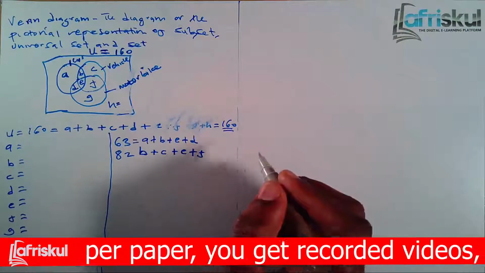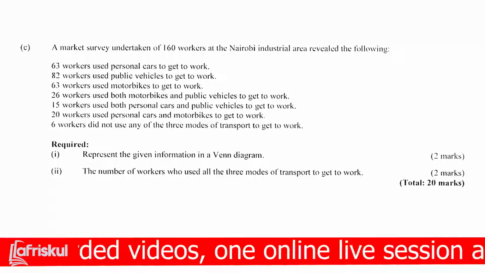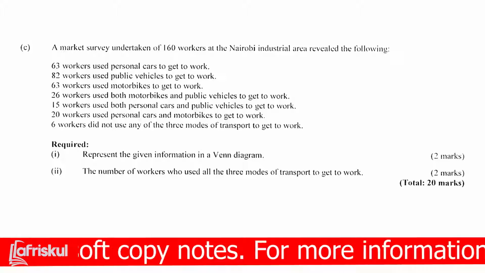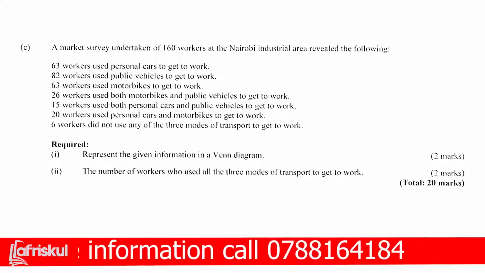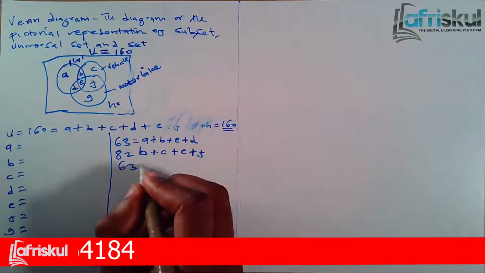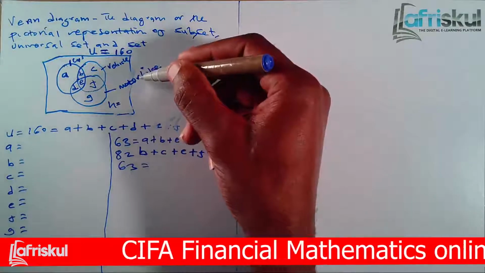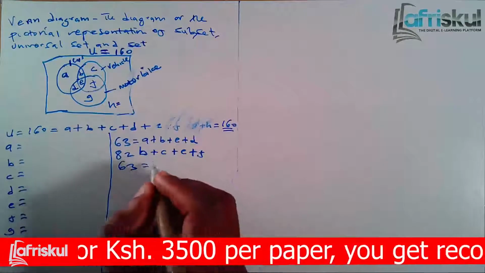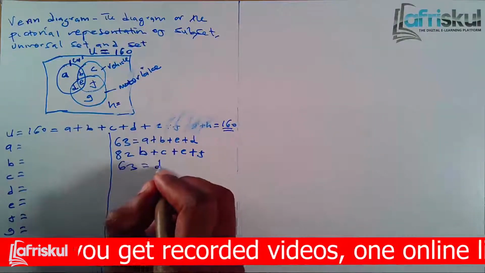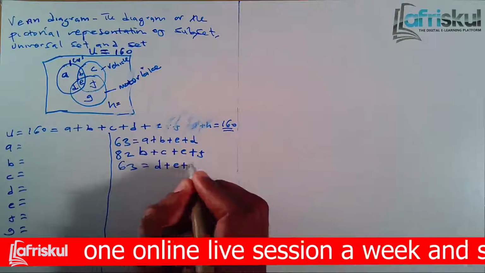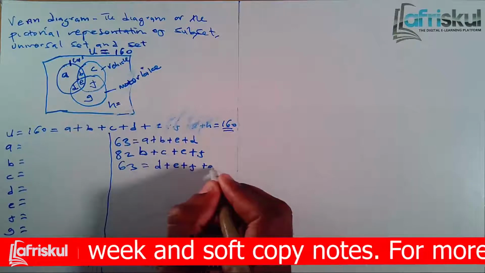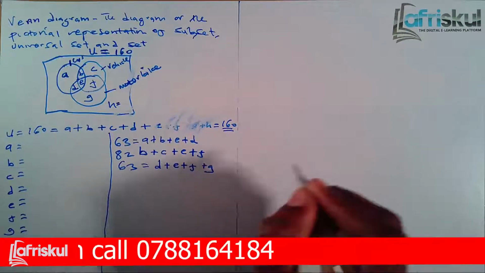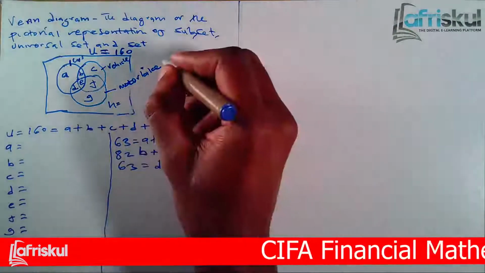Let's see what the examiner is also saying. He is saying 63 workers used motorbikes to get to work. Therefore, motorbike is found in set 3. It means D plus E plus F plus G. All these used motorbikes to get to work.